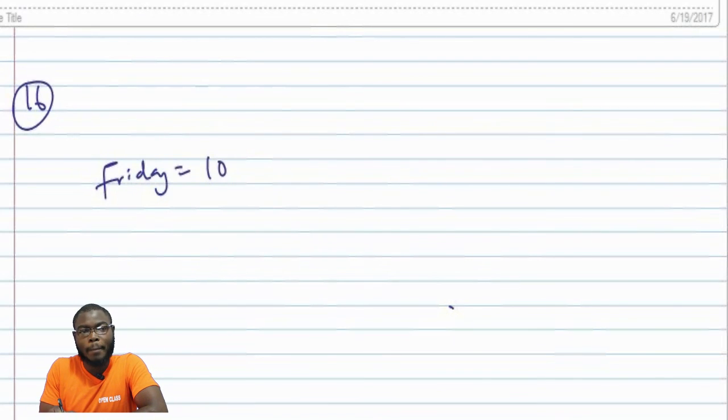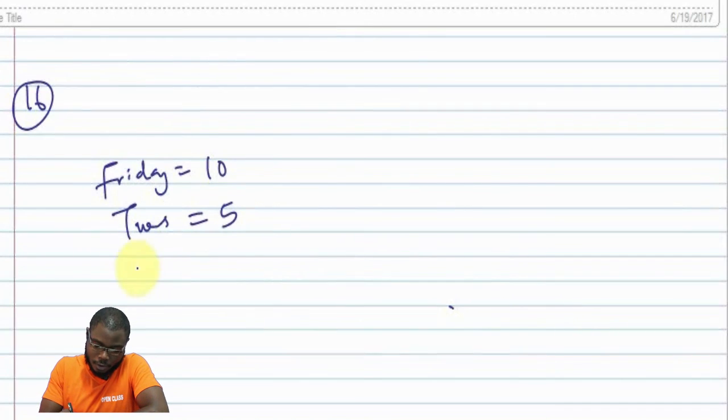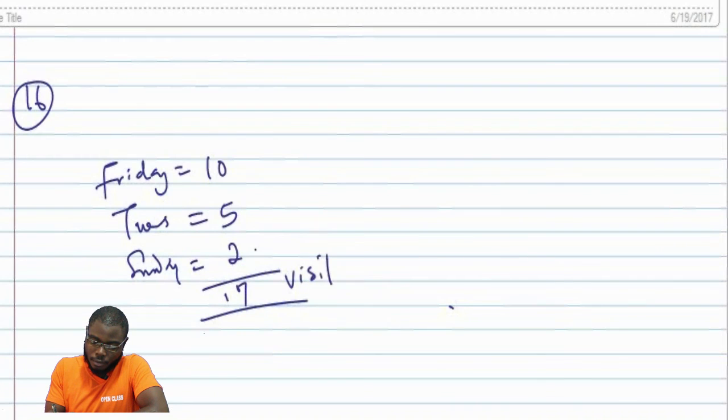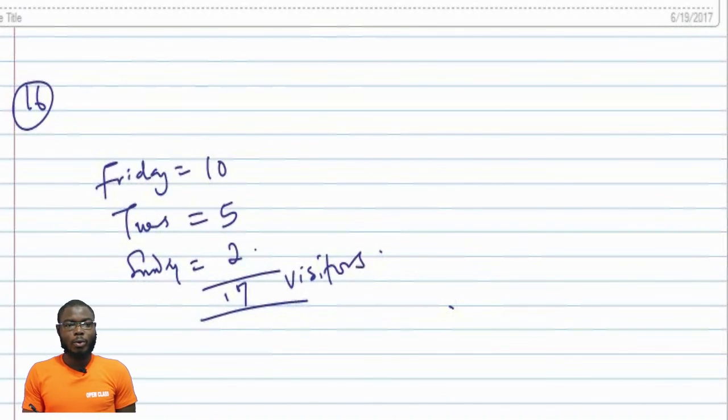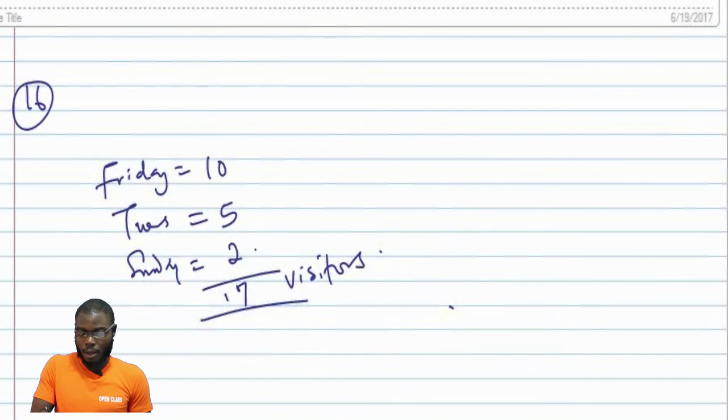And then on Tuesday, if you look at it, we receive 5 visitors. Just read off the graph. And then on Sunday, we receive 2 visitors. If you sum all the visitors up, you have 17 visitors. All right, so we have 17 visitors and your answer is A.